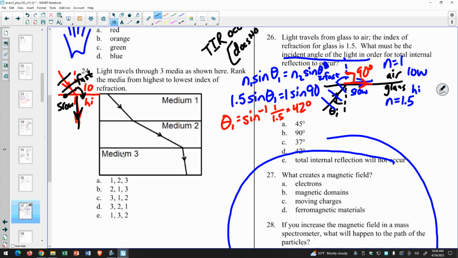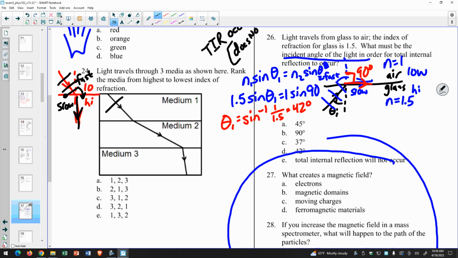Here I want to rank them from the highest to the lowest index of refraction. So first, just look at medium 1 and 2, then look at medium 2 and 3, and then think about medium 1 and 3 and how those are related to one another.